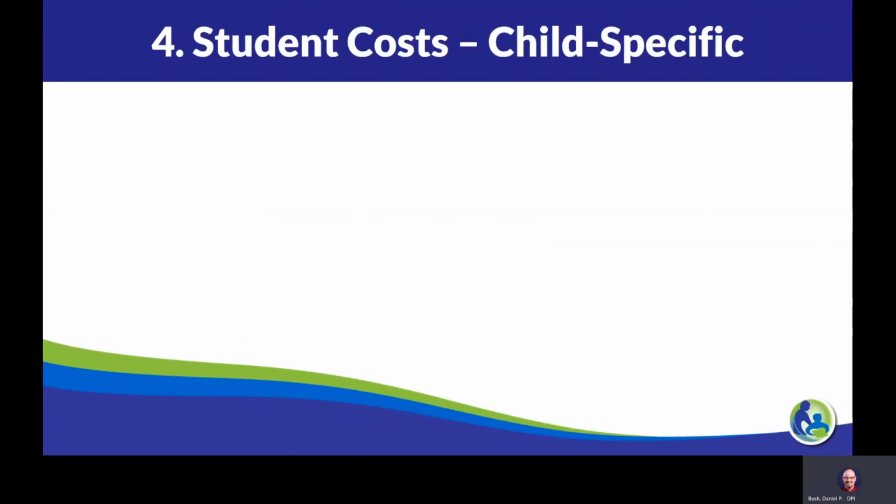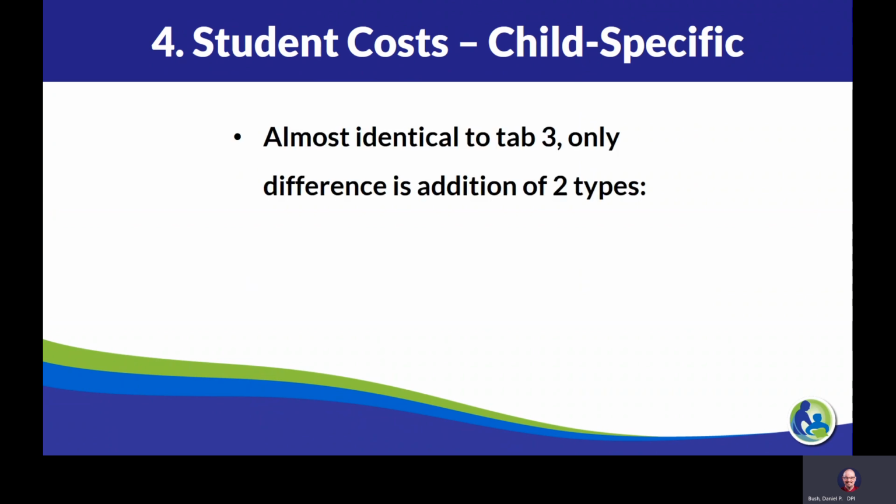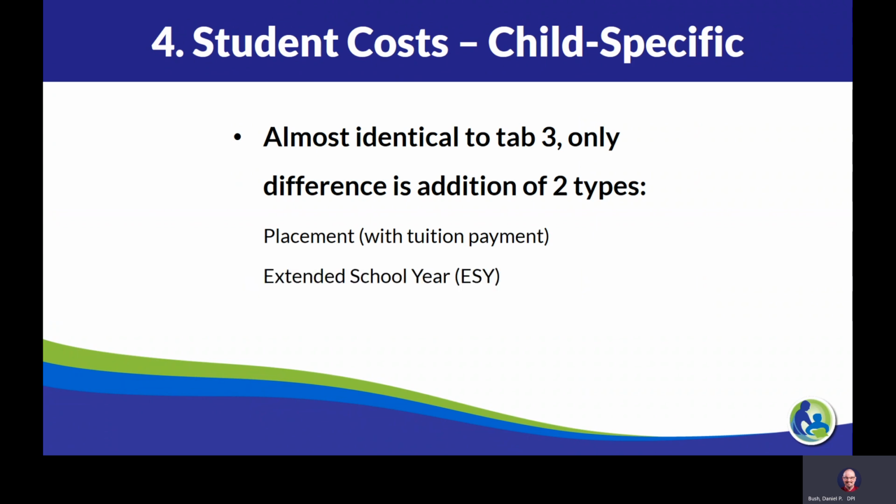For the child-specific costs, this section is almost identical to tab 3. The only difference is there are 2 additional costs that can be listed as student rather than program. One of them is a cost for a placement. These are going to be external placements with some kind of tuition payment from your LEA to a private provider, another agency, as well as extended school year, because extended school year has to be specifically defined and spelled out in the IEP, and its costs have to be particularly identifiable.